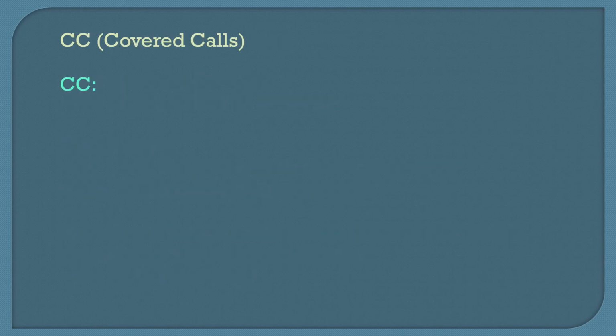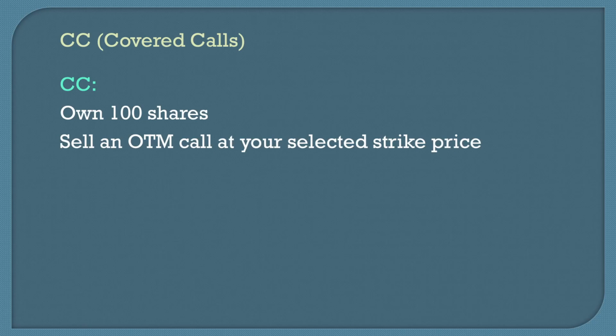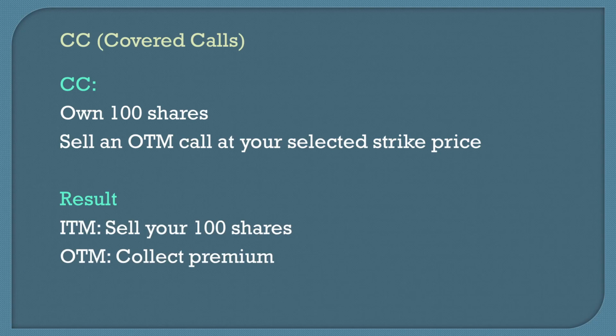On to the next strategy, covered calls. A covered call is a strategy where you own at least 100 shares of a stock and you sell an out of the money call for that stock. The result of a covered call is you will either collect the premium from selling the call option or you will sell your 100 shares at the strike price if the call ends up in the money.